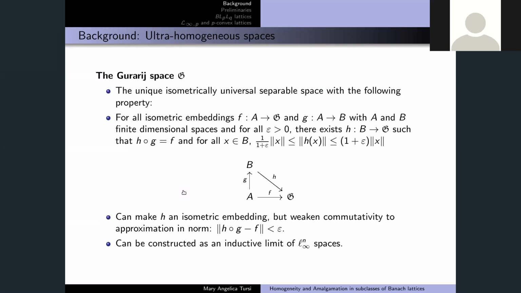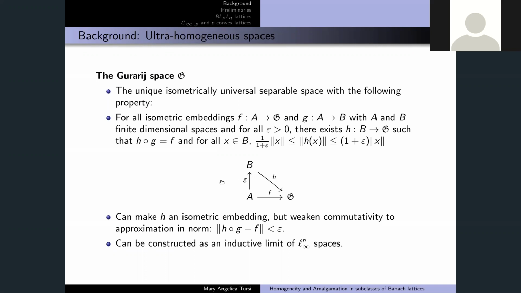We also have the notion of ultrahomogeneity. So in classical Banach space theory, you have the Gurariy space that is separably universal for separable Banach spaces, but there's also this nice homogeneity property: if you have a finite dimensional Banach space A embedding into the Gurariy space G, and A also embeds into B, then you can extend the embedding from A into G to an embedding from B into G with minimal distortion in the norm.